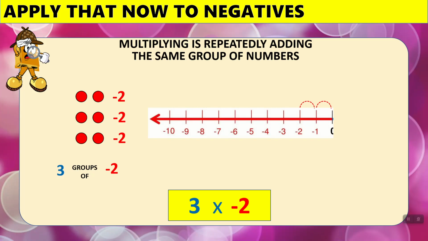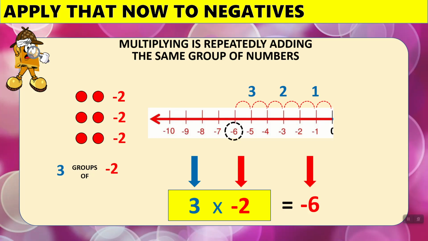1, 2, that's one set of negative 2. Here's another set of negative 2. And here is a third set of negative 2. So 3 groups of negative 2 give us minus 6. So 3 times minus 2 is equal to minus 6. We started out with a positive 3 multiplied by a negative 2. And we get a negative answer.